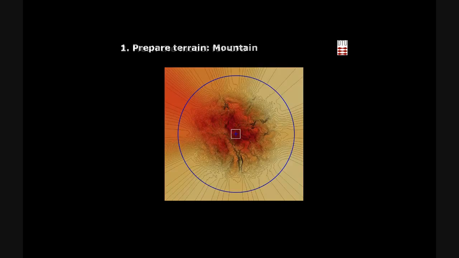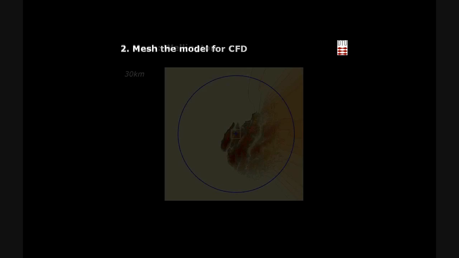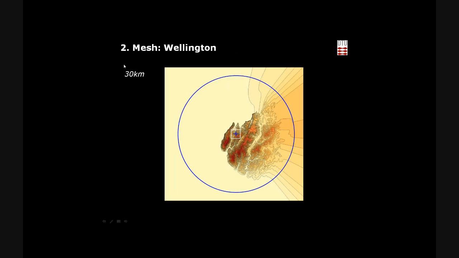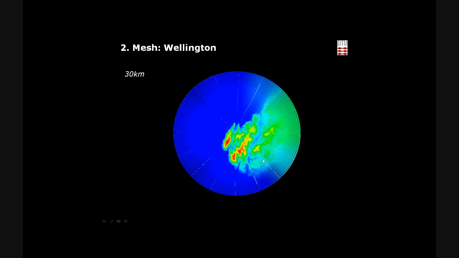Okay, that's step one. The second step for the CFD is to make the mesh, or the computational grid, and this is the most important thing in any CFD simulation. Here you see the map again, and this is what the computational mesh looks like seen from above. We have this polar mesh, and the grid cells are refined toward the center, where you have the highest resolution, and they are coarser towards the edges.